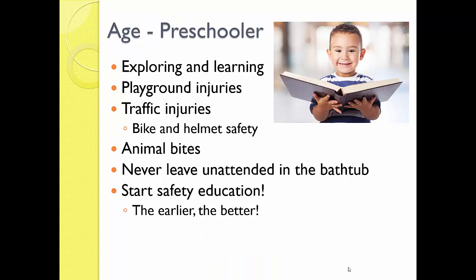Preschool age, again, they are learning a lot, they're exploring their environment, becoming a little more independent. You can see common issues at this age: playground injuries, traffic injuries. We really have to teach bike safety and helmet safety early on, so kids understand how important those are, and how it can keep them safe in an accident having their helmet on. So those are two very big things. Animal bites, they can get into the animal's space, and that can make the animal nervous, and then it lashes out. Kids still need to be supervised in the bathtub, even though they're getting more independent. And we always need to start safety education early in life. Preschool age is a great age to start doing that, and the earlier the better.